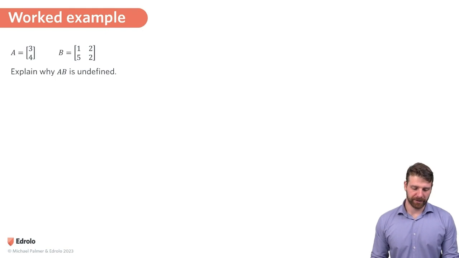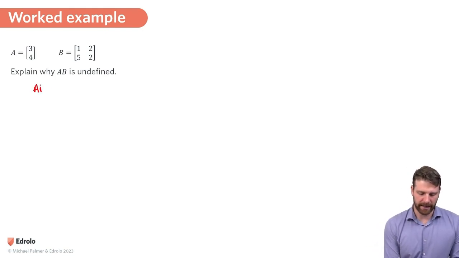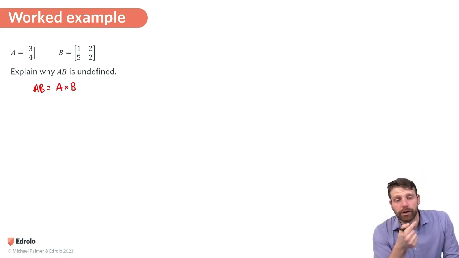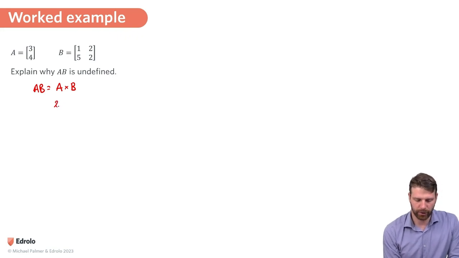Okay, in this question, I'm supposed to explain why AB is undefined. And to do this, you need to understand that when I have AB, this is the same as matrix A multiplied with B. So how do I do that? How do I explain why AB is undefined? Well, I need to use the order. So the order of A is a 2 by 1.